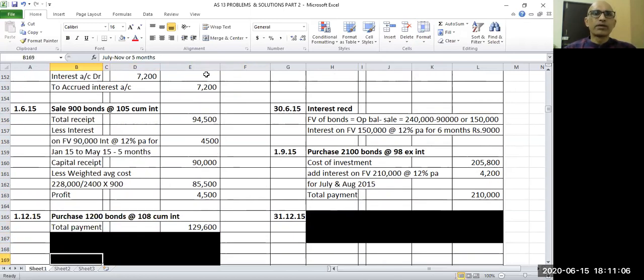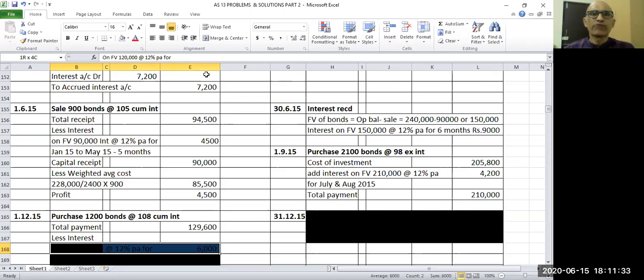So total payment, 1,200 into 108, is 1,29,600. Now from this we have to remove the interest. Which interest we have to remove? From the last payment date till 1st of December 2015. The last payment date was 30th June 2015. So July onwards, July, August, September, October and November. It's a period of 5 months.